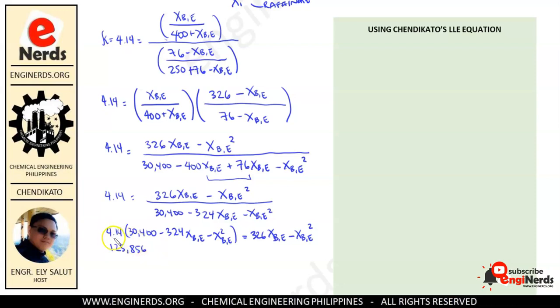125,856. And 4.14 times negative 324, we have 1,341.36 XBE minus 4.14 XBE squared. So this is equal to 326 XBE minus XBE squared. Okay? So combining like terms ulit, no?